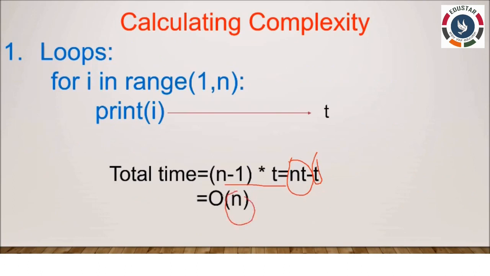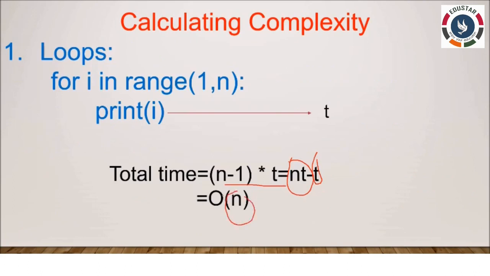We are using some other methods, and the first method is the loop. So this is calculating complexity. How are we going to calculate the complexity? Using the loop method, for i in range, we pass the first value, that means i, 1 comma n. So n is based on the range. Next we are going to print i. Print i means now we are going to print the t value.